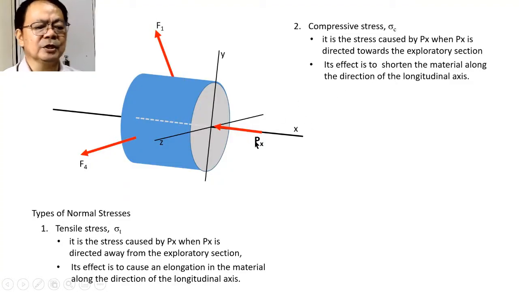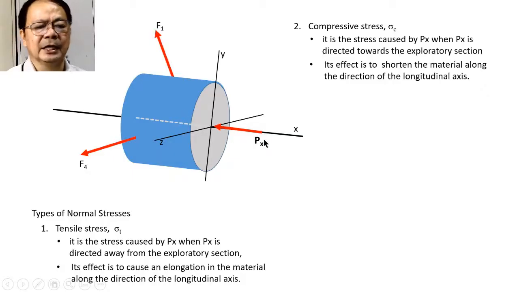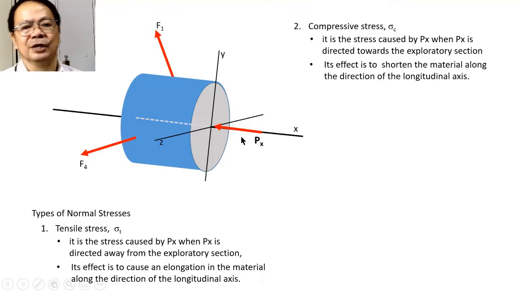And the effect of this compressive stress is to shorten the material along the direction of the longitudinal axis. Kabaliktaran ng epekto ng tinatawag nating tensile stress. There will be a shortening effect. A compressive stress will have a shortening effect on the material, and the direction of which is along the x-axis or the direction where the force is directed.